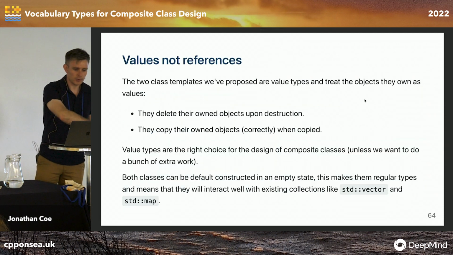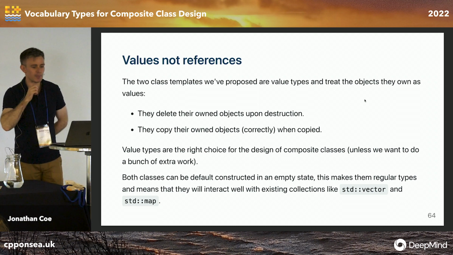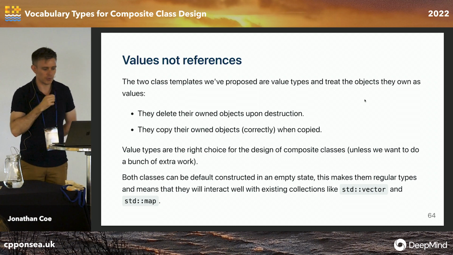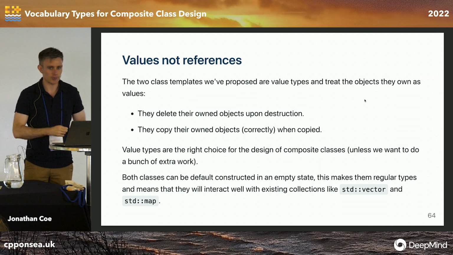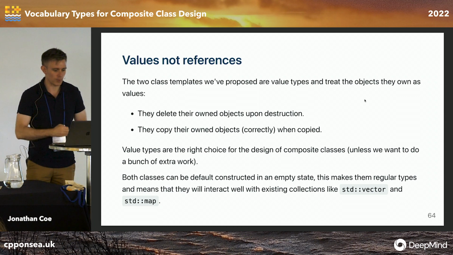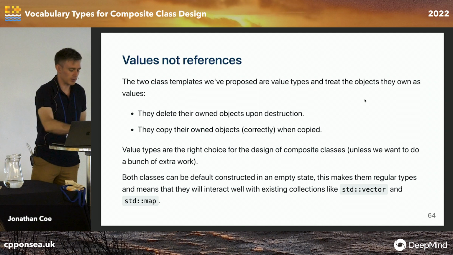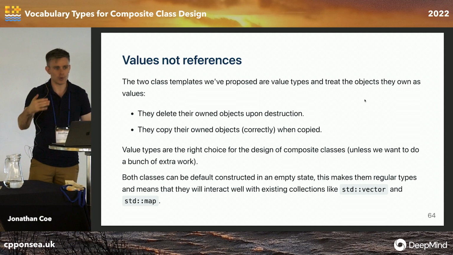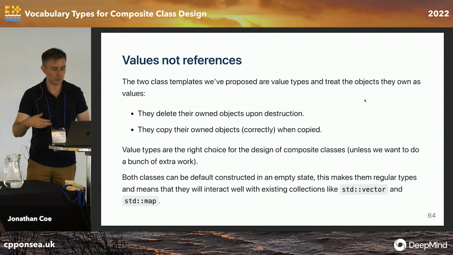So, yeah, values versus references. The two class templates we've proposed adding let you create value types, which treat the objects they own as values, so they're different to pointers. They delete the objects they own on destruction, and they'll copy the objects when they're copied. So value types are the right choice for design of composite classes. We saw with vector and map, the copies and the const propagation all does the right thing.